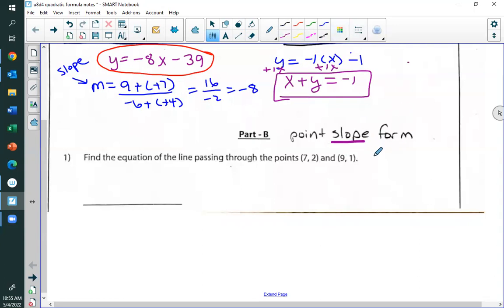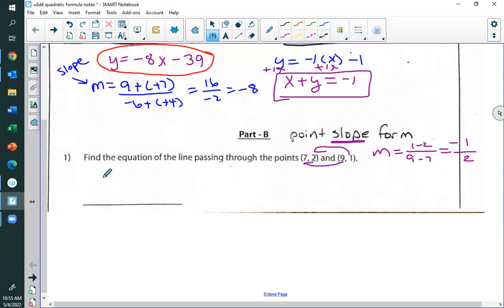Okay, slope is 1 minus 2 over 9 minus 7. 1 minus 2 is negative 1, and 9 minus 7 is 2. So my slope is negative 1/2. Everybody clear on that?